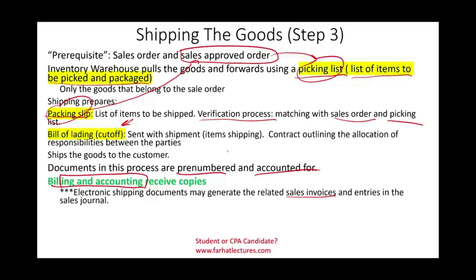What is the risk in this step? The risk is shipping the wrong product to the customer. What is the control? A verification process, like the shipping clerk verifying the picking list, the packing list, and the approved sales order, or using technology such as barcode or RFID that makes sure everything is matched properly, because a computer, once it's programmed properly, should not make any mistakes. That's the benefit of an automated system.